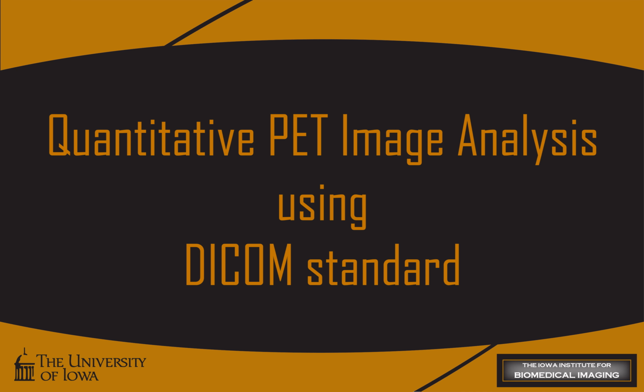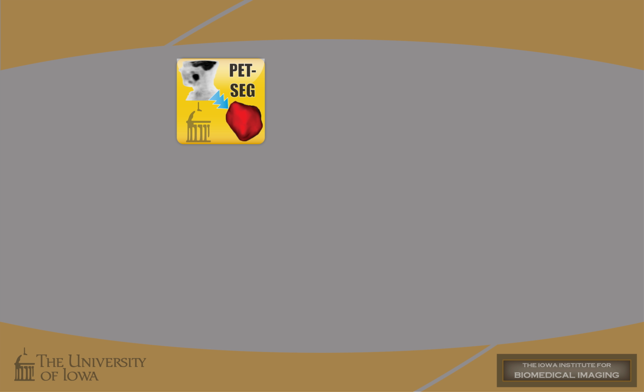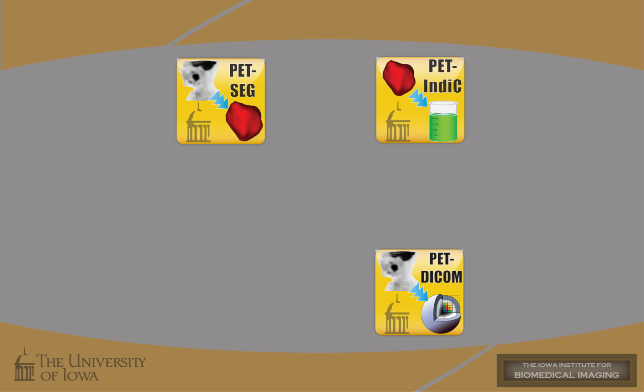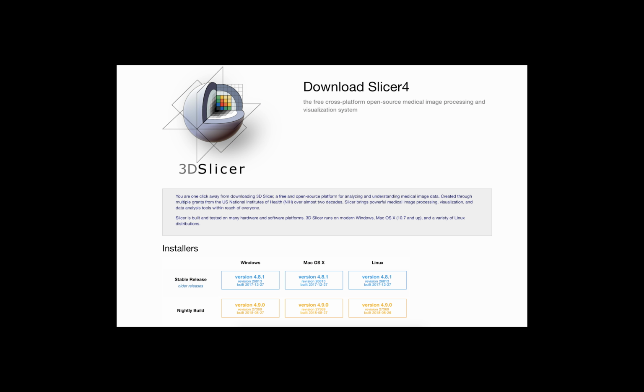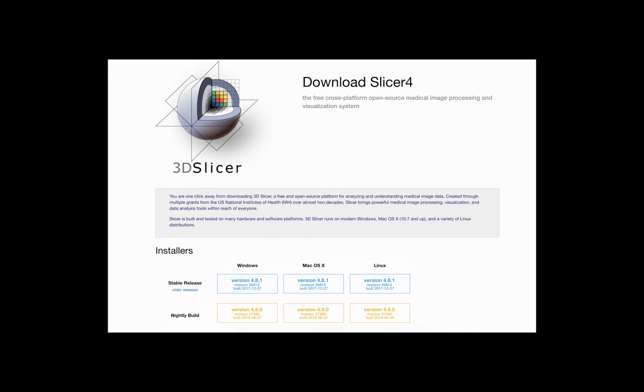This video takes a look at the quantitative analysis of tumors in PET scans with export to DICOM seg and SR files. We are using the suite of publicly available PET analysis tools developed at the University of Iowa in combination with the DICOM Quantitative Reporting Extension for 3D Slicer, a multi-platform, free and open-source software package for visualization and medical image computing. This video will cover installation and usage.